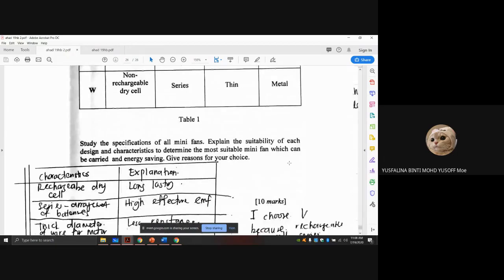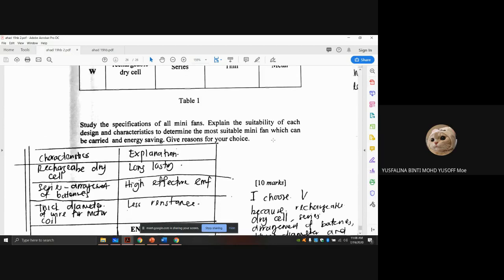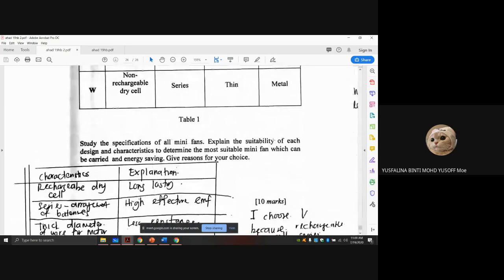So the first one, the characteristic. Of course we use the rechargeable dry cell, long lasting, or you can say save cost. Rechargeable dry cell, long lasting or save cost. Alright, and then the next one, the arrangement of the battery should be in series, so high effective resistance.